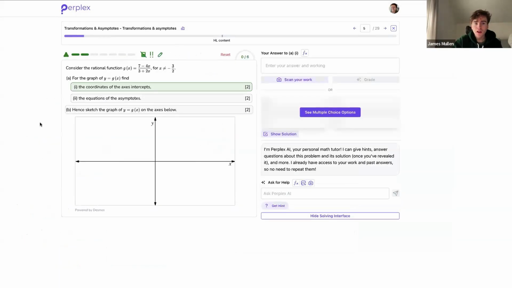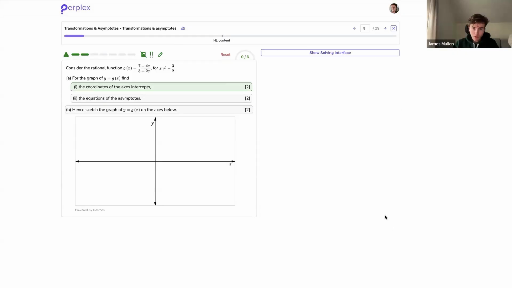Okay, we're going to do an IB style problem now. So I'm going to give you 3 minutes to try this on your own, and then I'm going to continue with the solution. Okay, let's go over the solution to this. So I have g of x is equal to 7 minus 4x over 3 plus 2x. The first thing I'm looking for are the axes intercepts. I have two kinds of axes intercepts. I have x-intercepts, which are when the function is 0, and I have y-intercepts, which are when x is 0, and I find the output of the function for that.